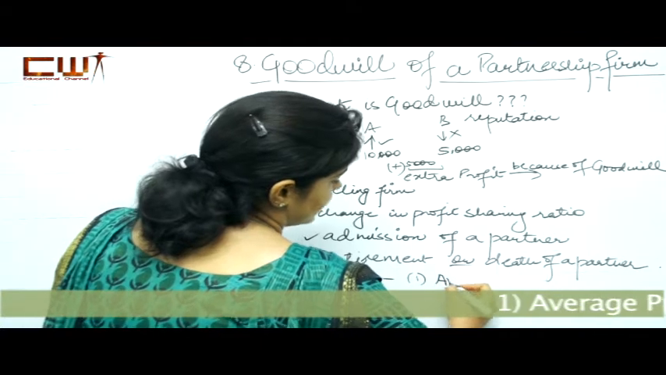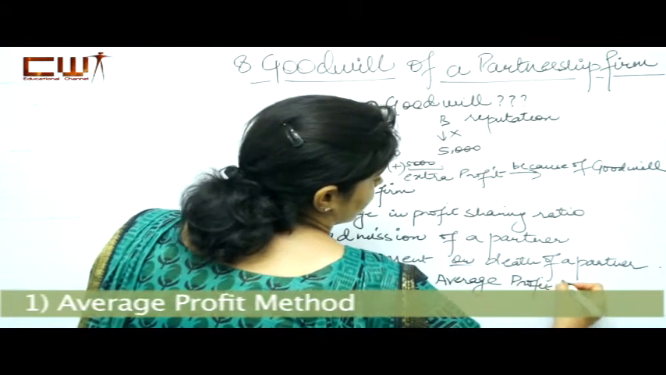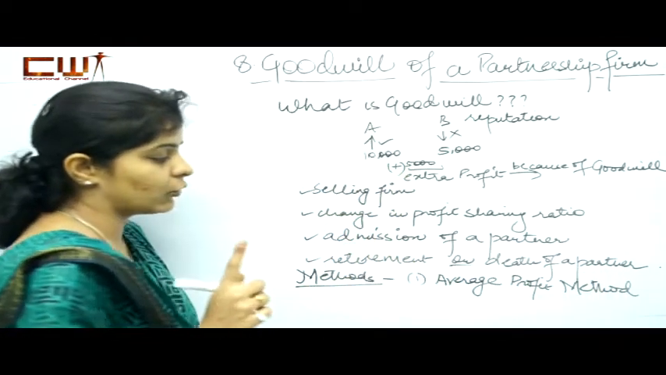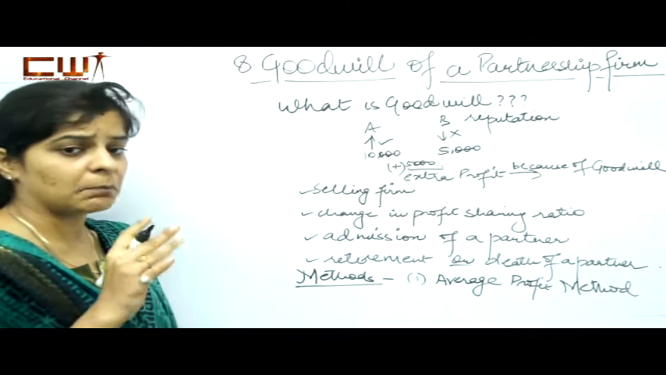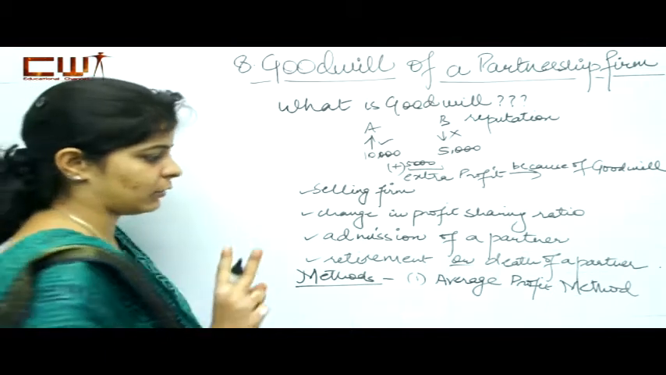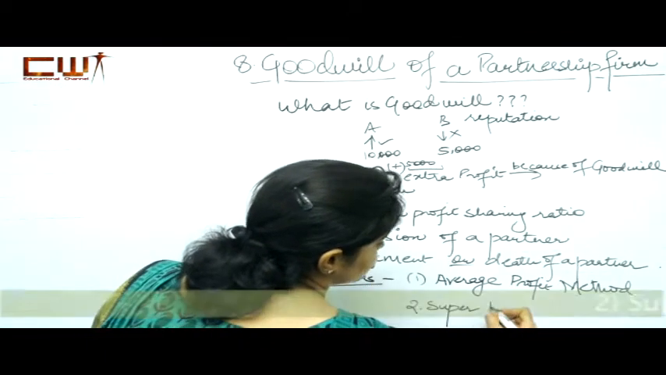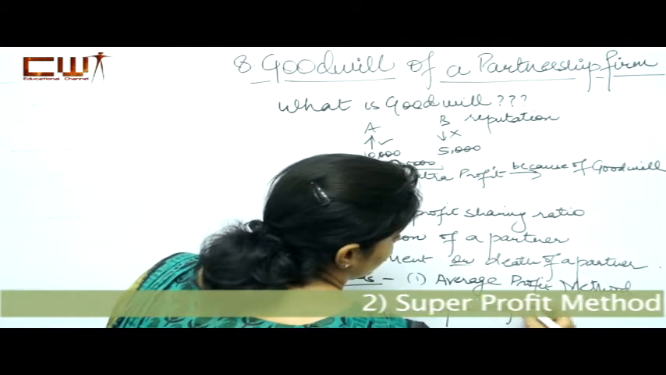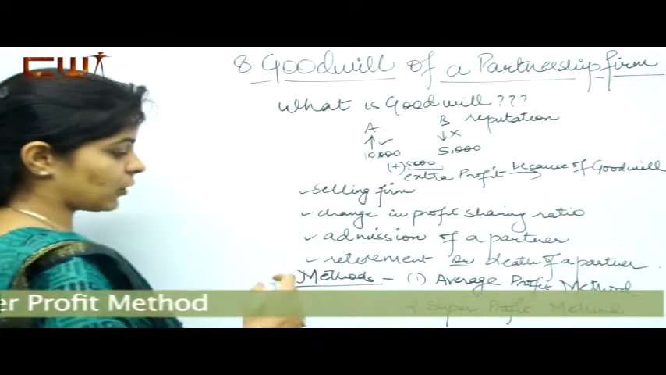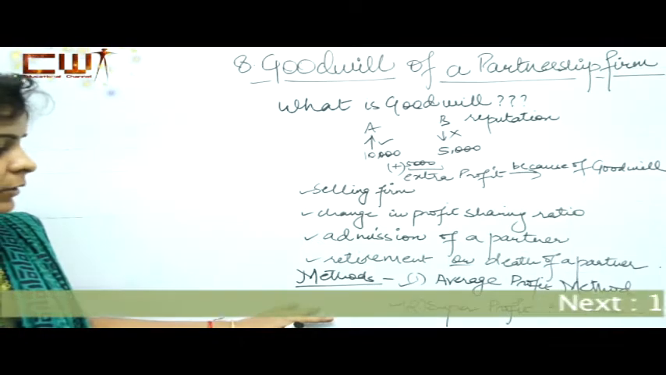One is the average profit method, and the other is the super profit method. There are many ways to calculate goodwill, but your textbook deals only with two: the average profit method and the super profit method. These are two methods of calculating goodwill.